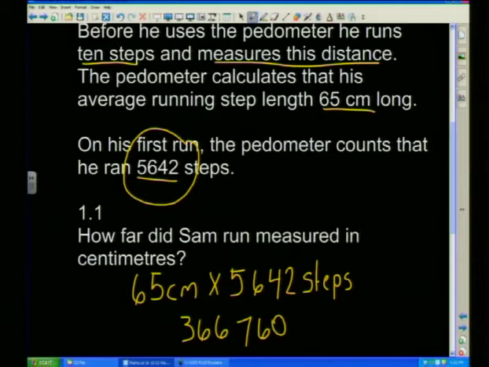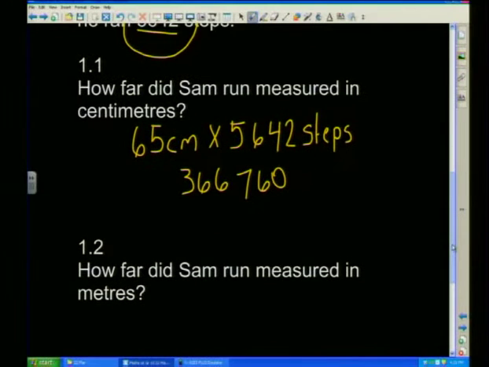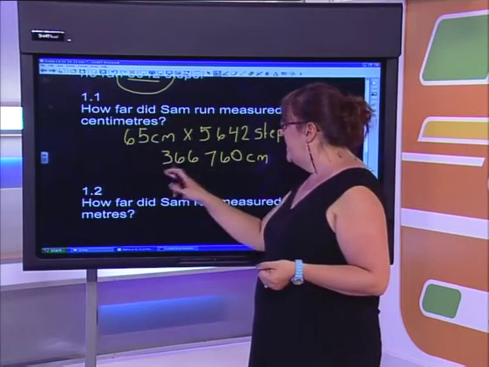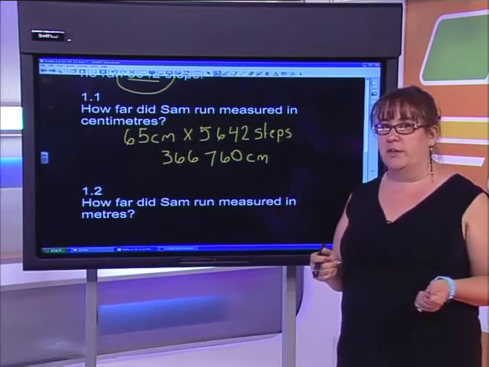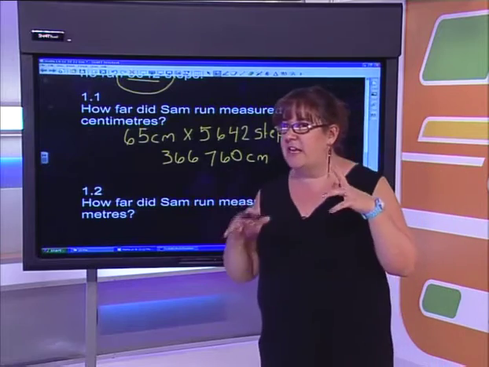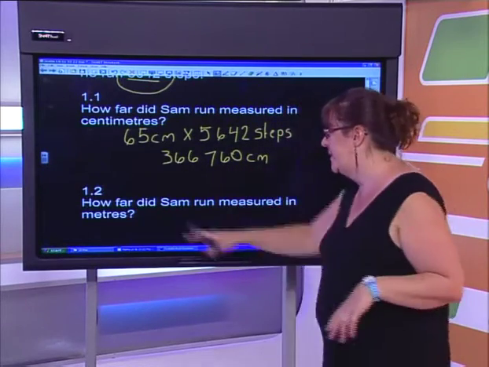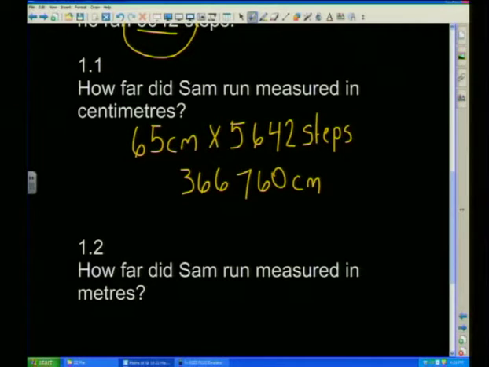366,730. And that is centimeters. Have we answered the question? How far did he run? Measured in centimeters. We have answered the question. We don't speak like that, so I have a feeling they're going to actually ask us to change that into something more realistic. How far did Sam run measured in meters?